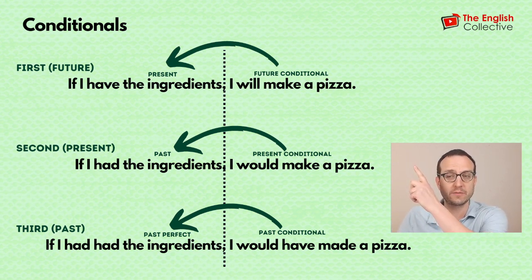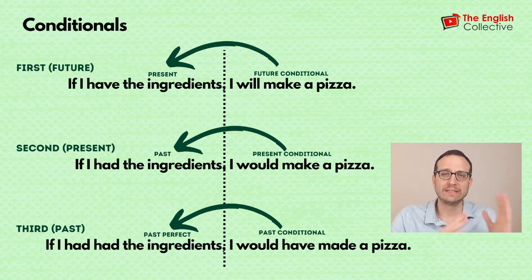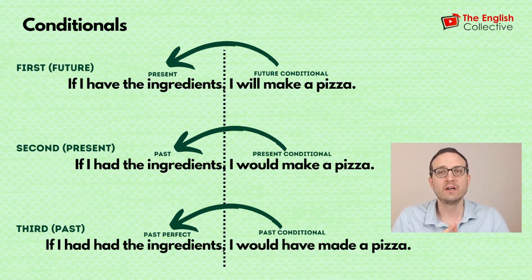You can see up here the first conditional, el primer condicional. Vamos a ver que siempre hay un cambio de tiempo, right? If I have the ingredients, I will make a pizza. Okay, one thing to remember here, we use will. In the first conditional, the future conditional, we use will, not going to.